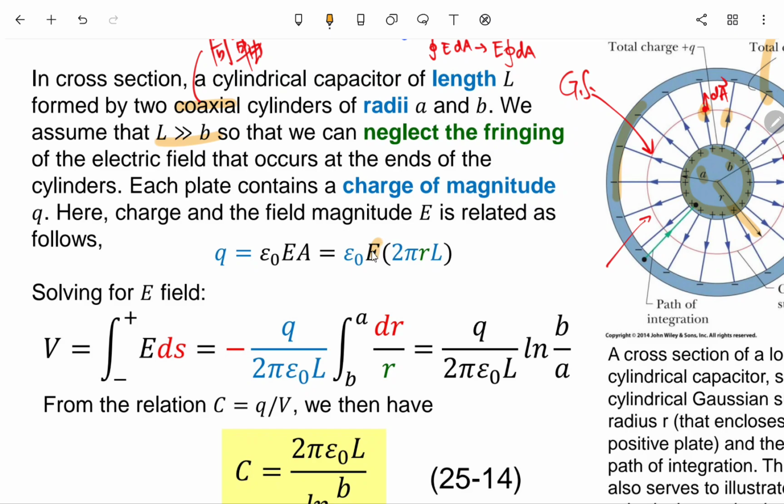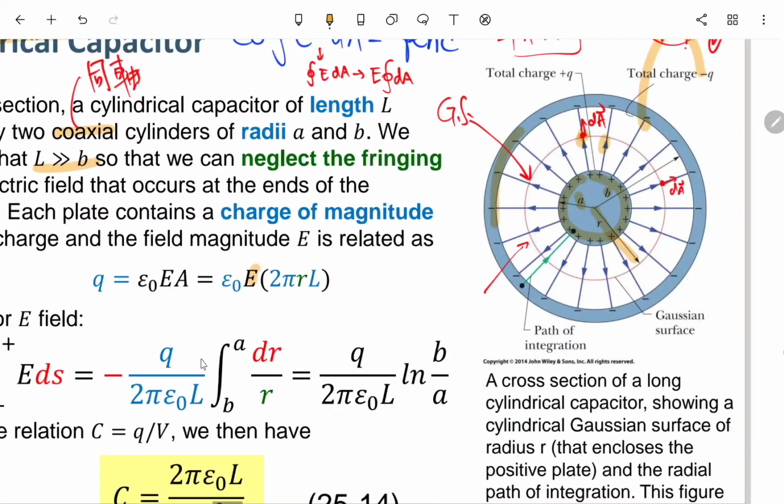So we just keep E on the right side and then move all the variables to the left side. So we have Q over 2 pi epsilon naught rL. Q and then 2 pi epsilon naught and then r here, L here. Okay. For this ds, we start from the negative plate to the positive plate. Okay, so this is the ds direction.